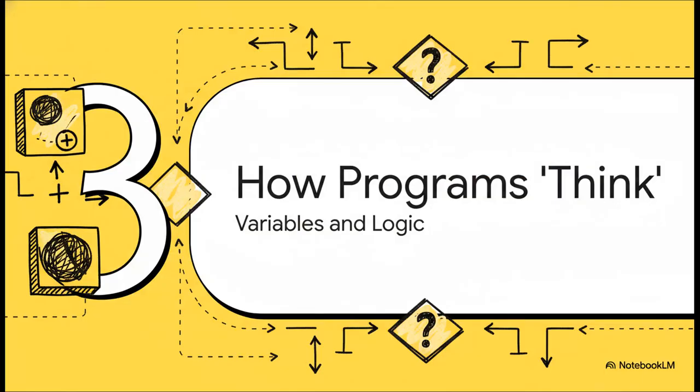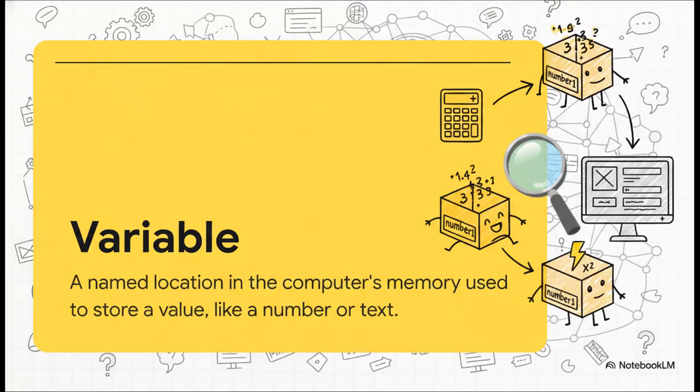But for an event handler to do something useful, like say add two numbers, it needs a couple of things. It needs a way to remember information, and it needs a way to make decisions. So let's peek into how these programs actually think. The secret weapon here is something called a variable. And the easiest way to think about a variable is just as a labeled box sitting inside the computer's memory. When the calculator needs to remember the first number you typed in, it just puts that number in a box and slaps a label on it, maybe something like first number.